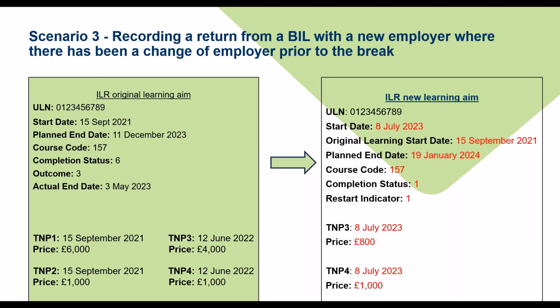And in terms of the records on the apprenticeship service, there would be 3 employer records, 1 for each employer. The TNP1 and TNP2 in the first learning aim would match that first employer's record. The TNP3 and TNP4 in that first learning aim, which is £5,000, would match to the second employer's record. And now the third TNP3 and TNP4 on the right for £1,800 would match to that third employer's record.